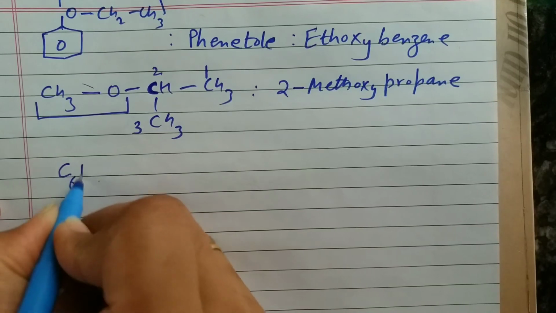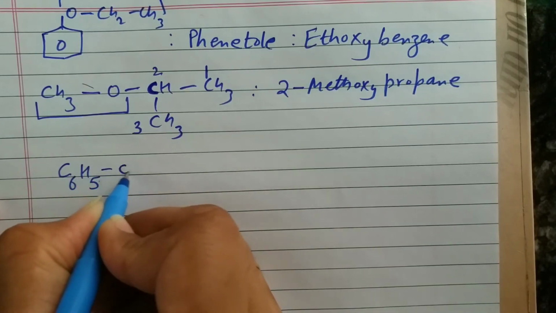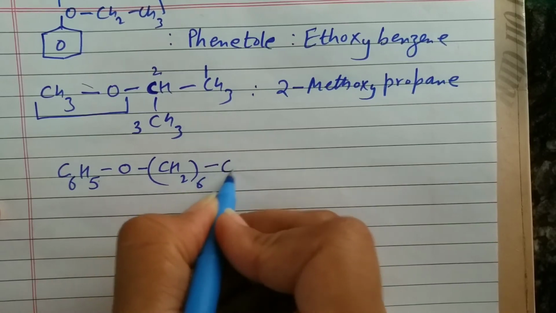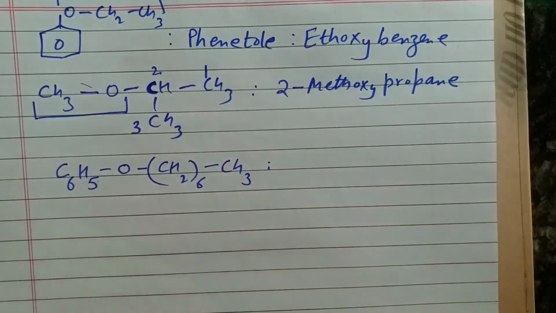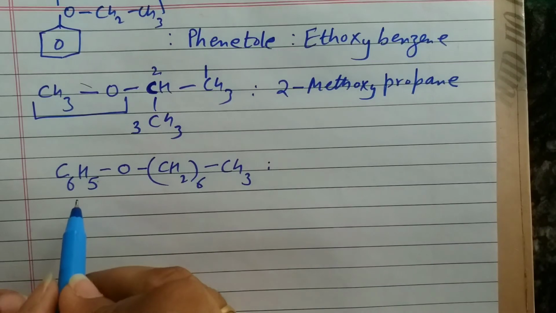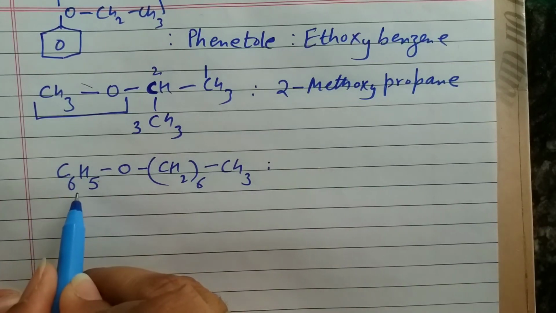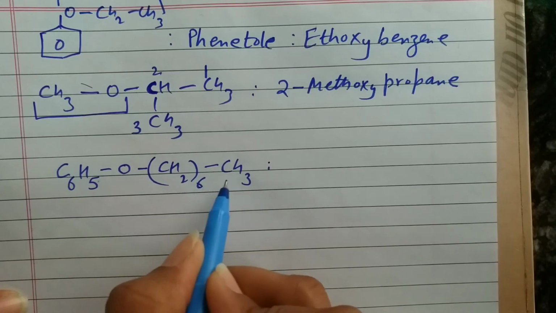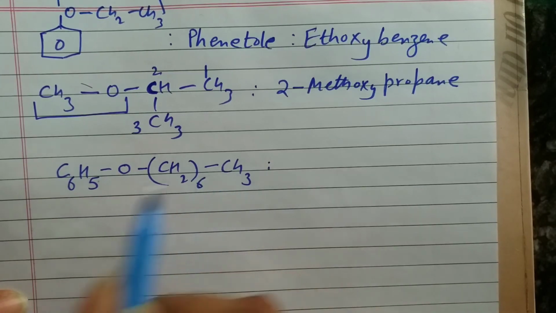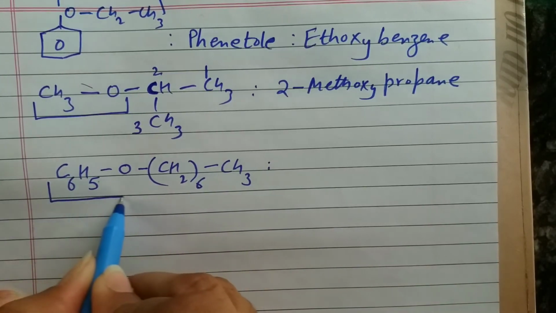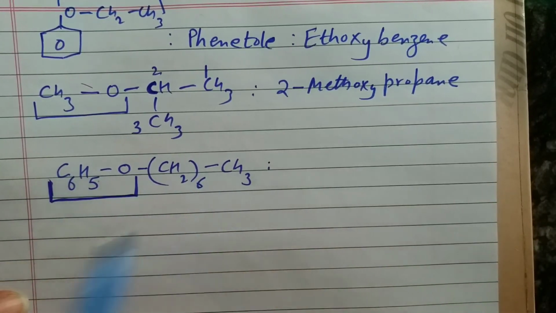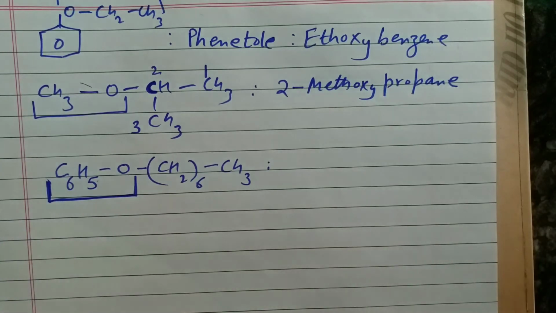This is C6H5O CH2 whole 6 CH3. A very interesting example. See on the left side, there is a benzene ring, a phenyl group containing 6 carbon atoms. But on the right hand side, you have 6 plus 1, 7. So this is more. So this time, the benzene or the phenyl group with oxygen containing only 6 carbon atoms compared to 7 on the right hand side will have to be taken as the alkoxy group.